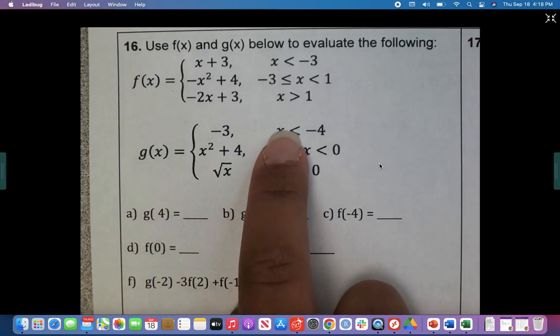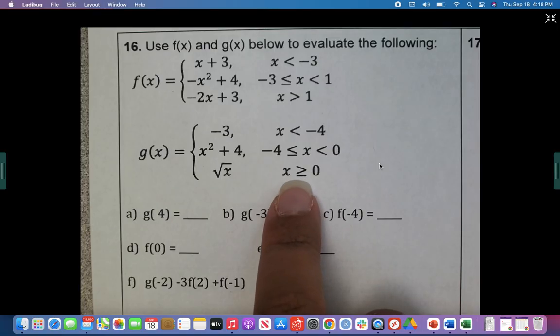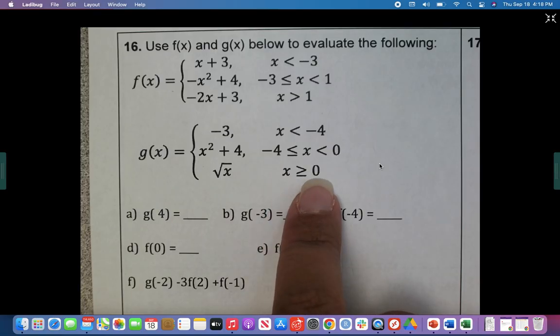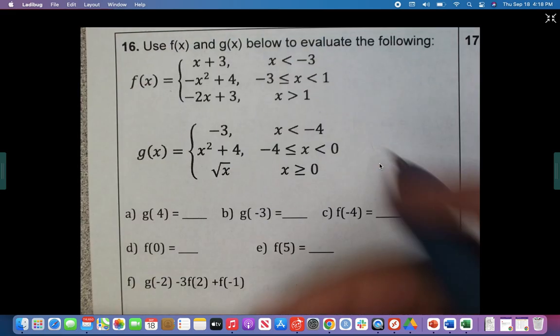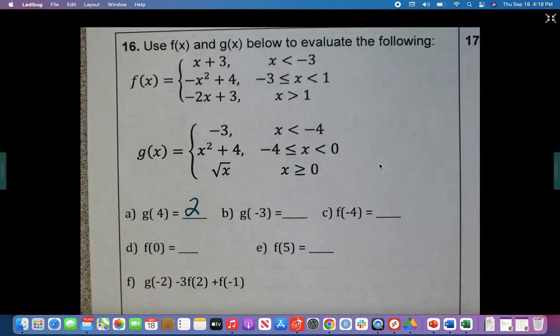4, where does 4 fit? 4 is bigger or equal to 0, so you would plug in 4 right here. So the square root of 4 is 2. That's how that would work if you were doing it by hand. But I'm about to type it in on Desmos, so give me a sec.